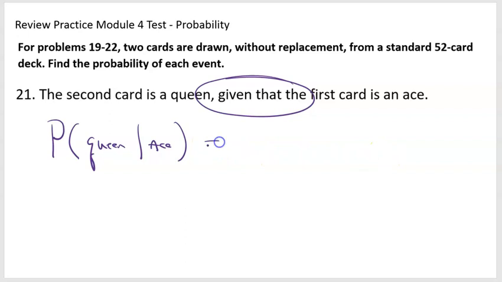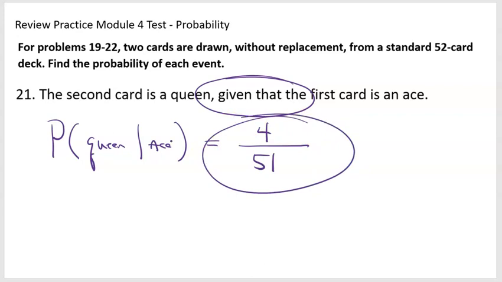Okay? Now, the ace is going to narrow down our sample space. So we had 52 cards to start with, but we drew out an ace. So how many cards do we have left, y'all? 51, right? 51 cards. How many of them are queens? You know, there are 4 queens, 4 jacks, 4 tens, 4 of everything in a standard 52 deck. So there are 4 queens remaining out of those 51 cards. So your probability is 4 out of 51. That fraction doesn't reduce, so there's your probability.